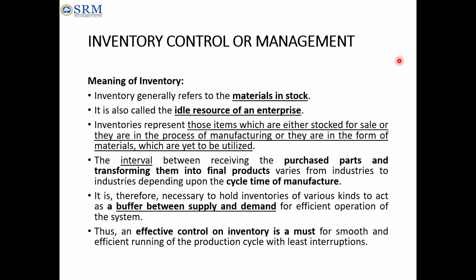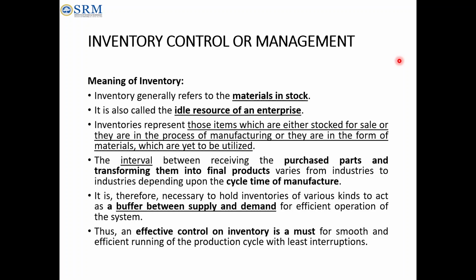So in this slide we have discussed a few things. One is what is meant by inventory. Inventory is called materials in stock, and sometimes we can call it idle resources in any enterprise. So actually, there are three inventories. One is the raw material stage, the second one is the work in process stage, and the third one is the finished component stage. Then what is meant by cycle time of manufacturing? Purchased parts, and how they are transformed, how much time it takes to transform into a final product. The time taken to convert the purchased components or parts into a final product using some manufacturing process is called cycle time.